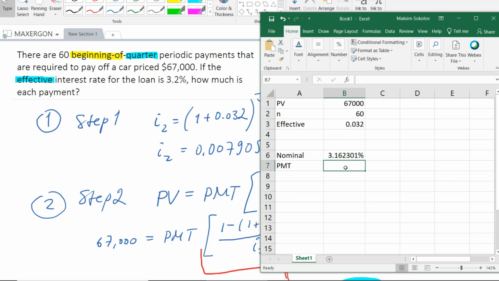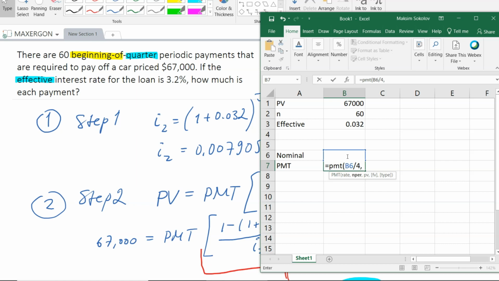With this nominal rate, we are ready to find PMT. All functions which are annuity functions in Excel are designed for simple annuities. Now, after conversion of the rate, this annuity has become simple annuity, and we are ready to use this function. The function we need is going to be the function PMT. First, it calls for the rate. The rate is in cell B6, which we need to divide by 4 because it's a quarterly compounded rate and we need periodic rate in the function.